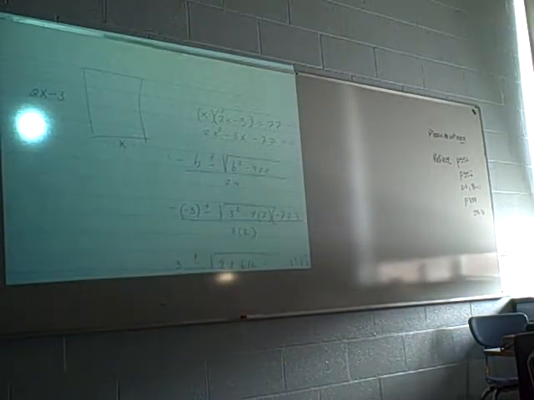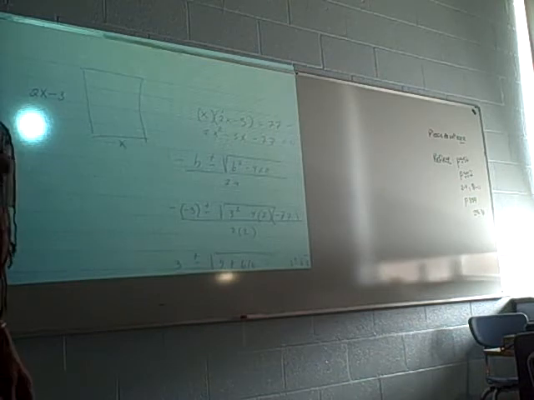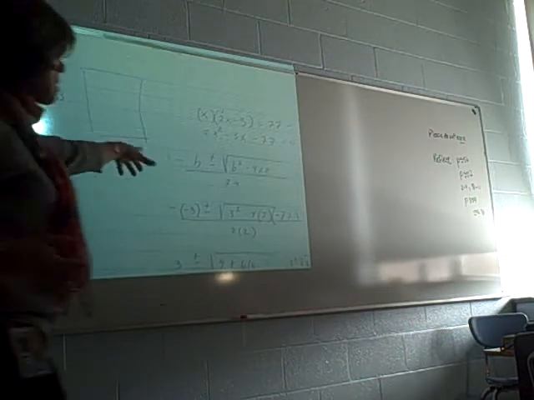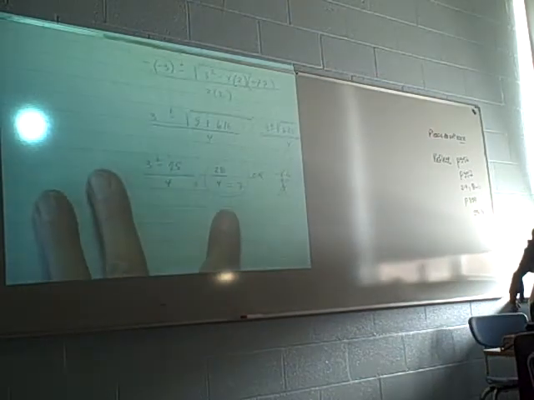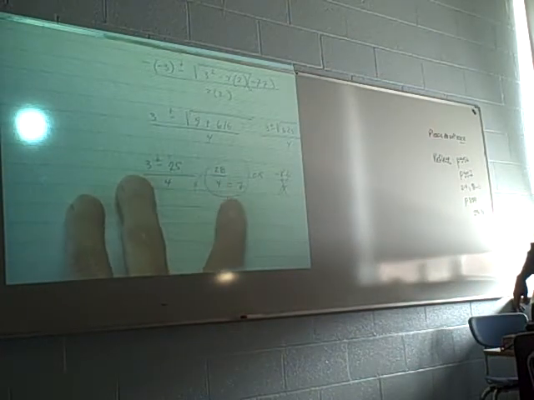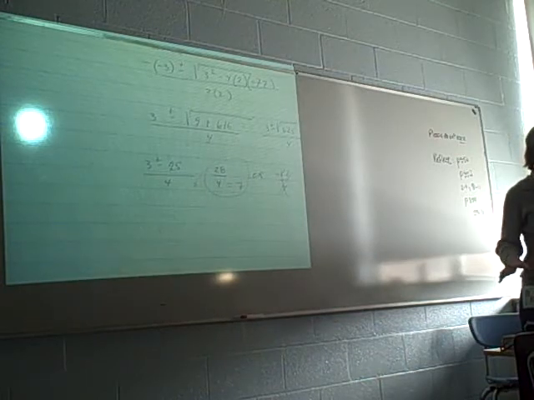I tried to factor it, and I couldn't come up with factors of 2 times 77 that would give me a difference of 3. And then I thought, all right, well, I'll do the quadratic. And so we did that, and I came up with an answer of 28. 28 divided by 4 is 7. Everybody good with number 2?